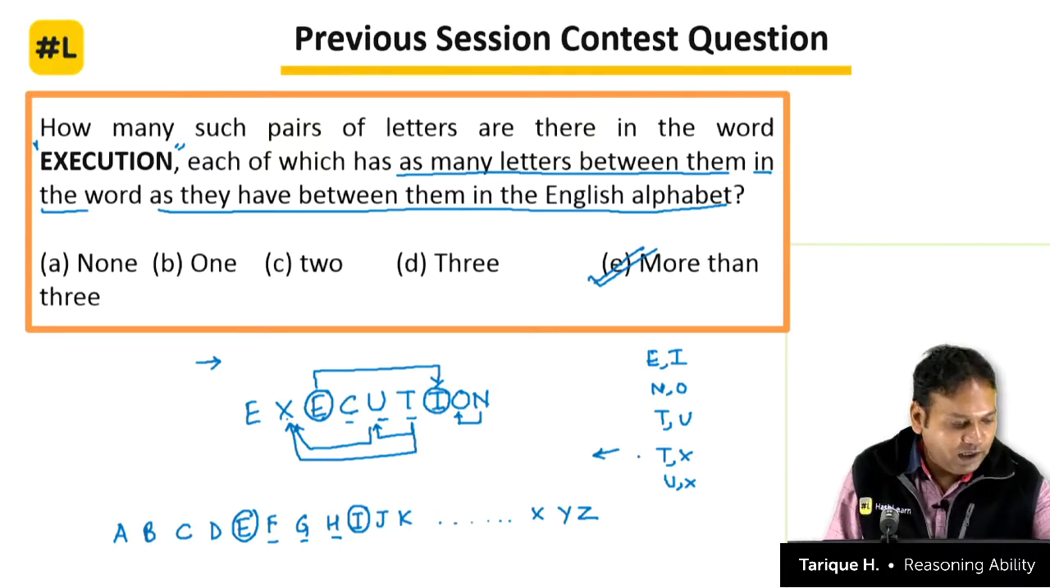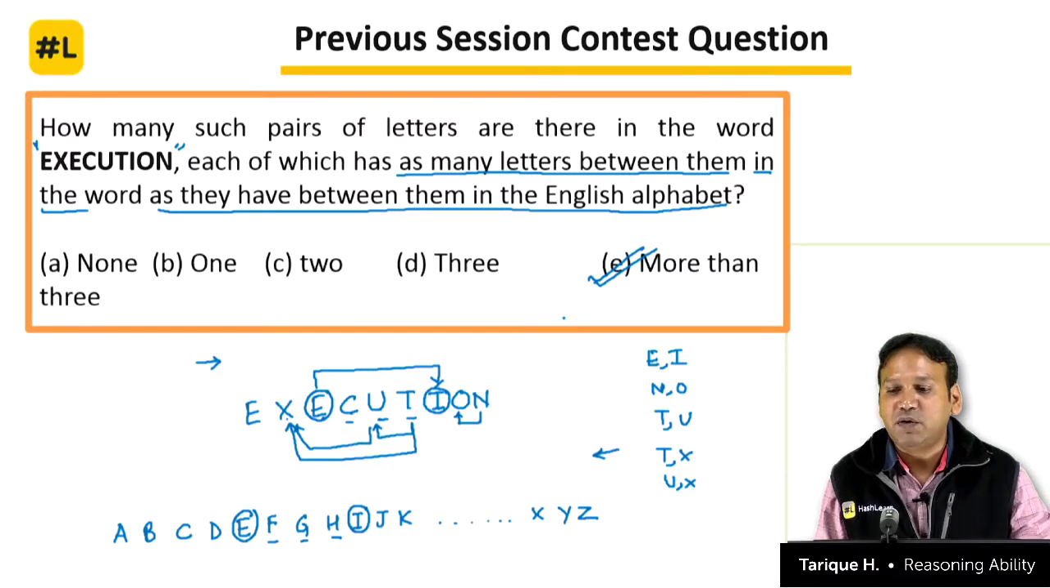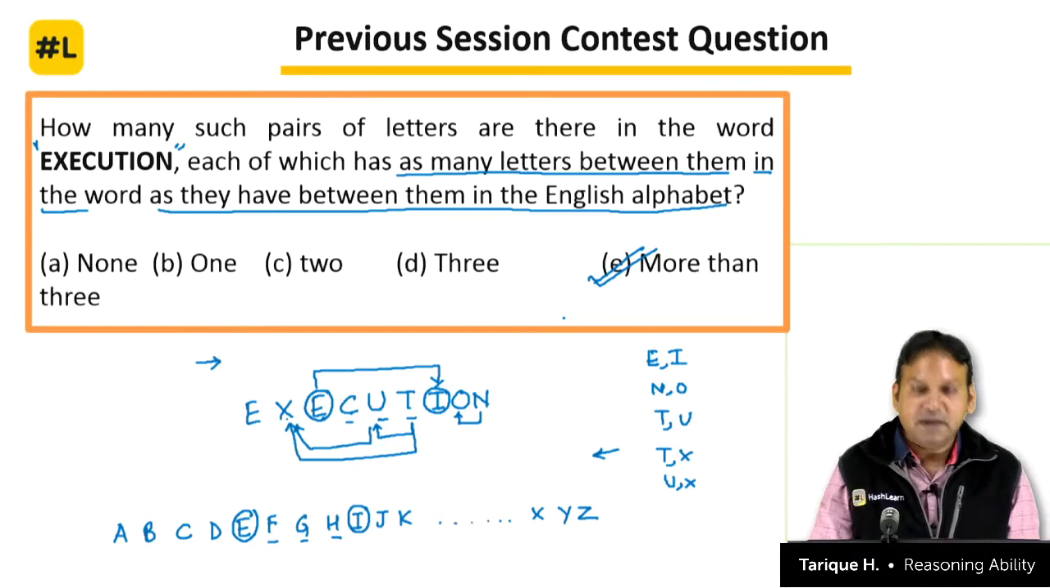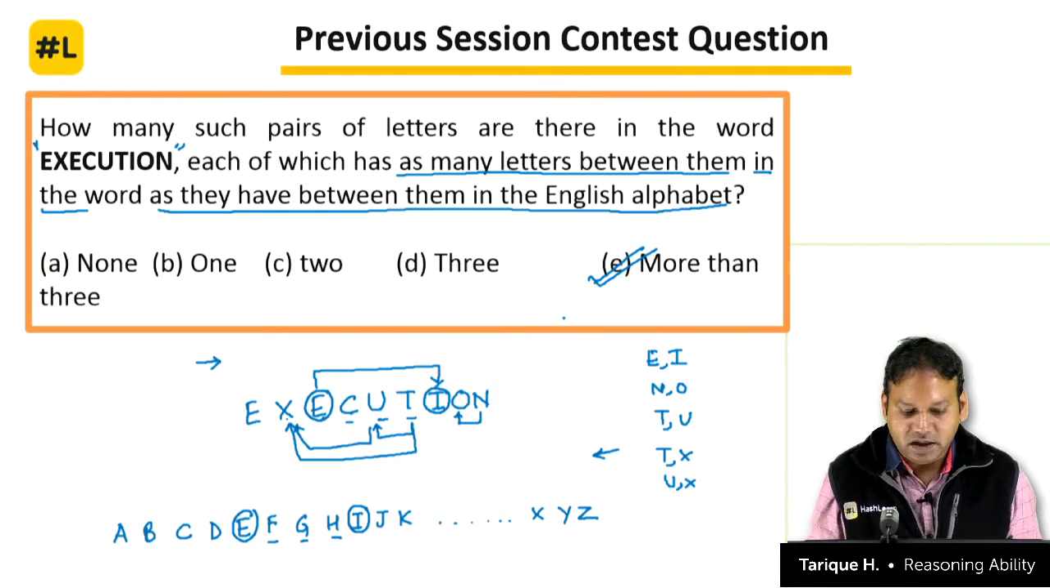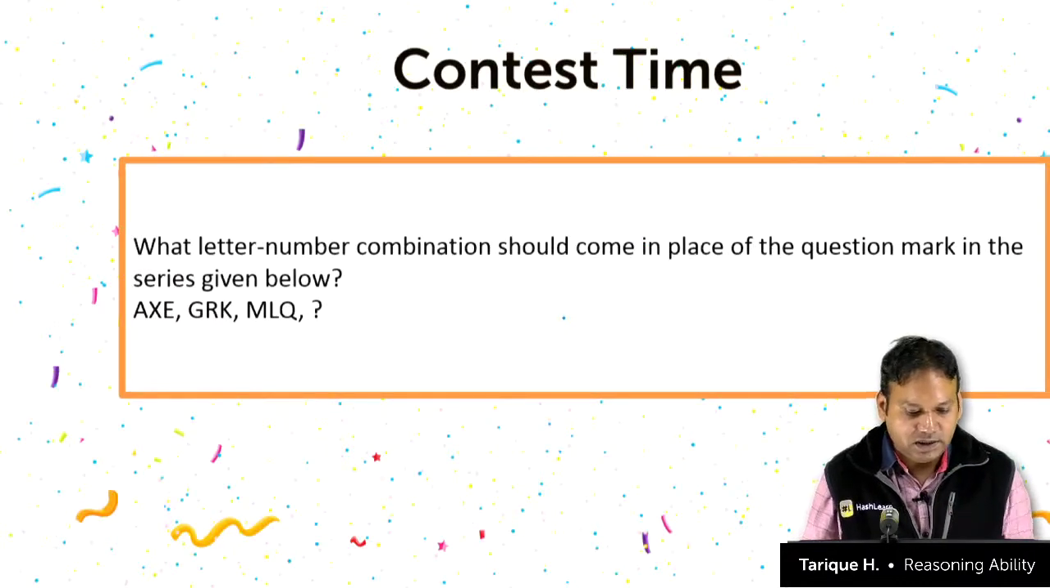So, we have got so many different letter combinations, but we just need to understand that there are more than 3. Once we know that there are more than 3, that is done, we can mark the answer as E. Since it is a very important question, I have discussed it in detail with you, and now we will continue with the questions on letter number series.